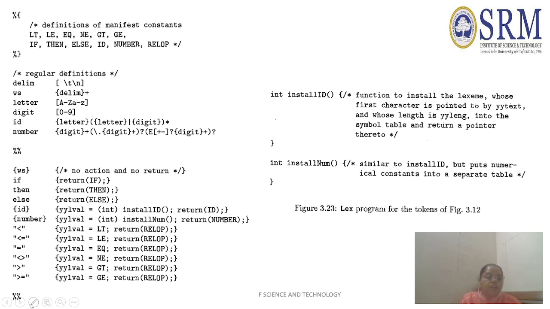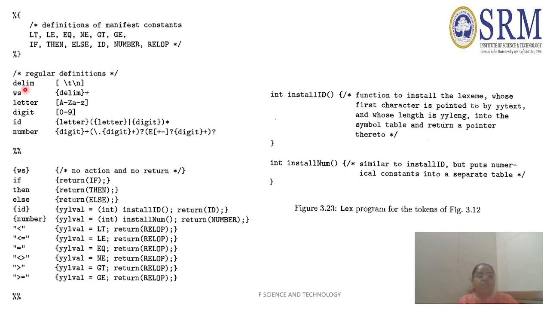So see here. Now these are the regular definitions. Before going to the regular definitions, we will go for the definitions: LT is less than, less than or equal to, not equal to, greater than or equal to, if, then, else, ID, number, relational operators. These definitions will be given values in your translation rules. These are the declarations we are going to have.